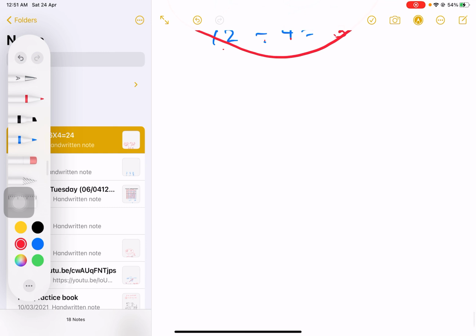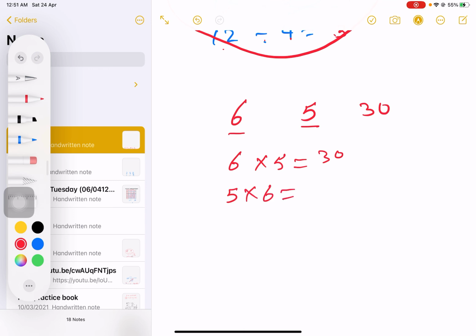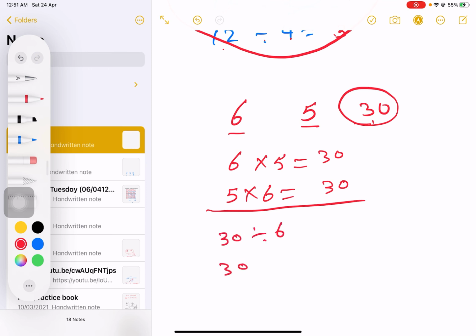For example, if I have 6, 5, 30, I will start with the multiplication sentence. Start with the small numbers. It's 6 with 5. 6 multiply 5, the answer is 30. Switch the numbers. 5 multiply 6, the answer is 30. Now, these are the two multiplication sentences. We are going to write two division sentences. Start with the big number, the dividend. 30 divide 6, 30 divide 5.